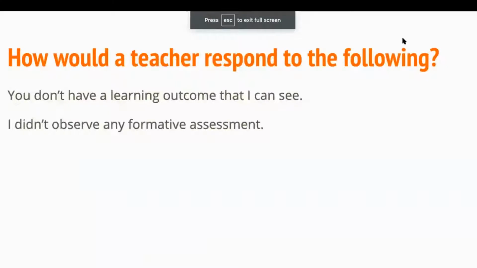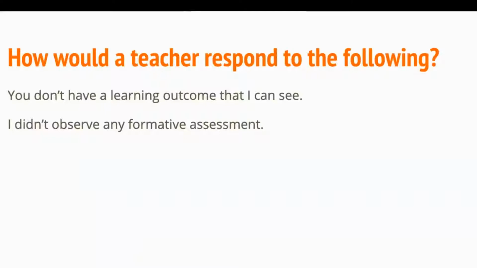What if you said, you don't have a learning outcome that I can see. I didn't observe any formative assessment. How do you think a teacher is going to respond if that's the feedback that you give them after you observe them? It's probably going to be defensive. It's probably going to be negative in some way.